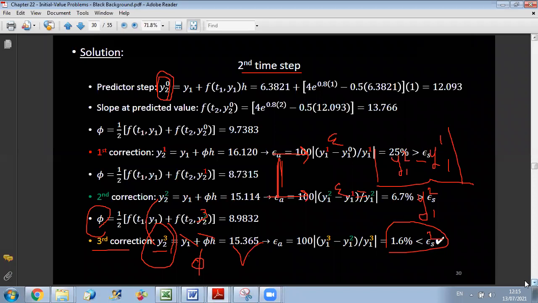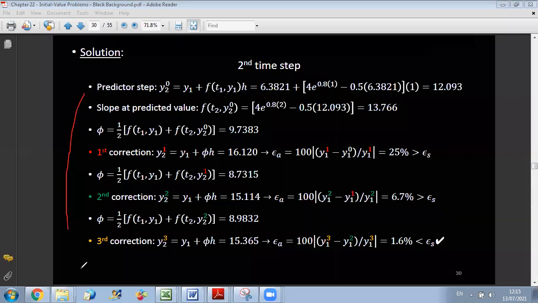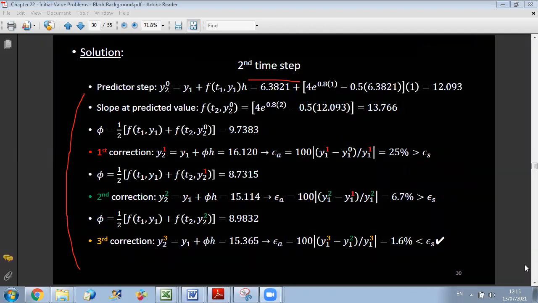What is bad in the Heun method is that corrections will take computational time. So in each time step, I should repeat the whole procedure until reaching an error smaller than 2%, which will take a lot of time because I want to perform several corrections in each time step. We will see that with the midpoint method, we'll be able to achieve a relative true error that is very small in just one iteration. No need to iterate.